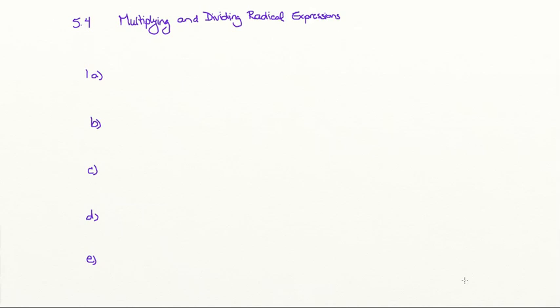Section 5.4, Multiplying and Dividing Radical Expressions. This begins on page 170. Question 1. Fill in the blank to make the statement correct. A. Changing a radical in the denominator of a fraction to a rational number is called rationalizing the denominator.